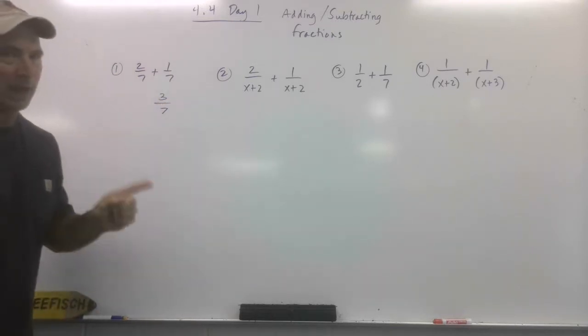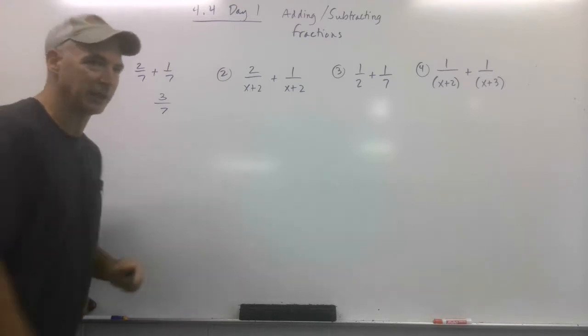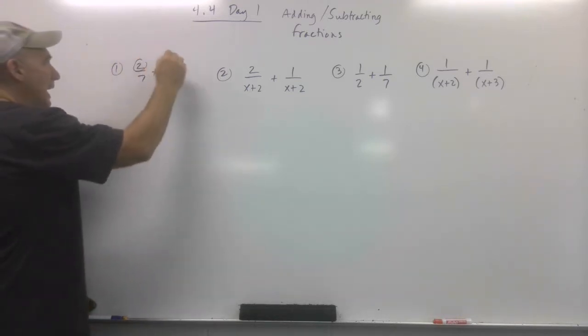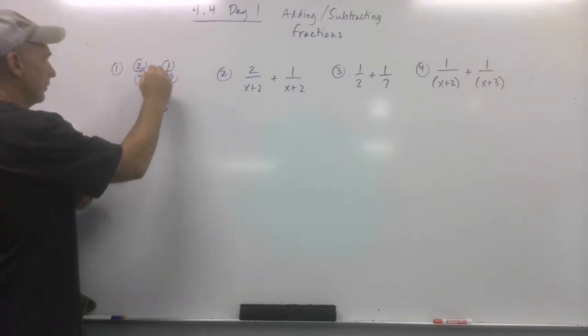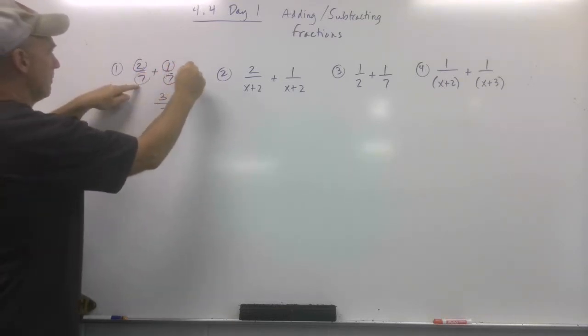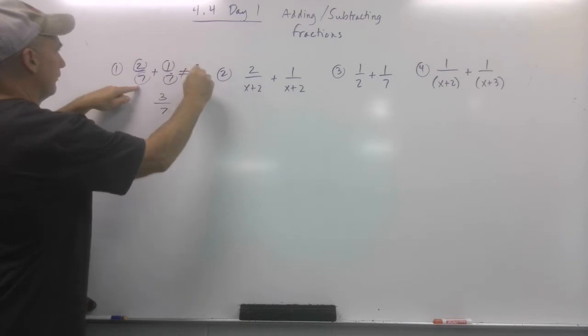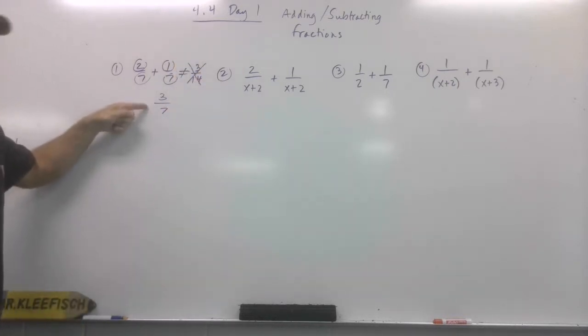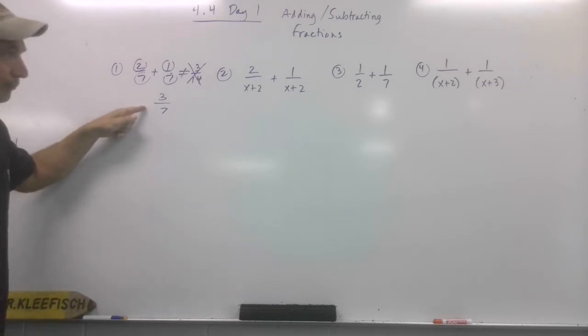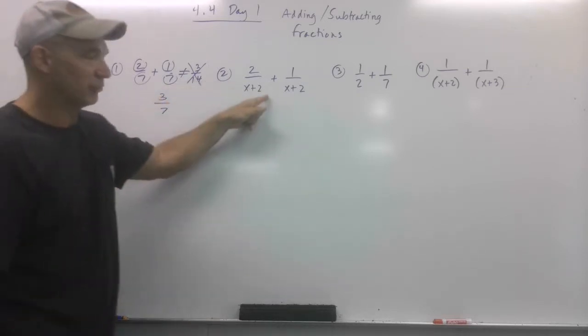Now, notice what happened. Don't take these little things lightly. I added the numerators, and the common denominators did not change. I did not make this 3/14. That is wrong, wrong, wrong. 3/7. You know that. Now, about these crazy looking ones.